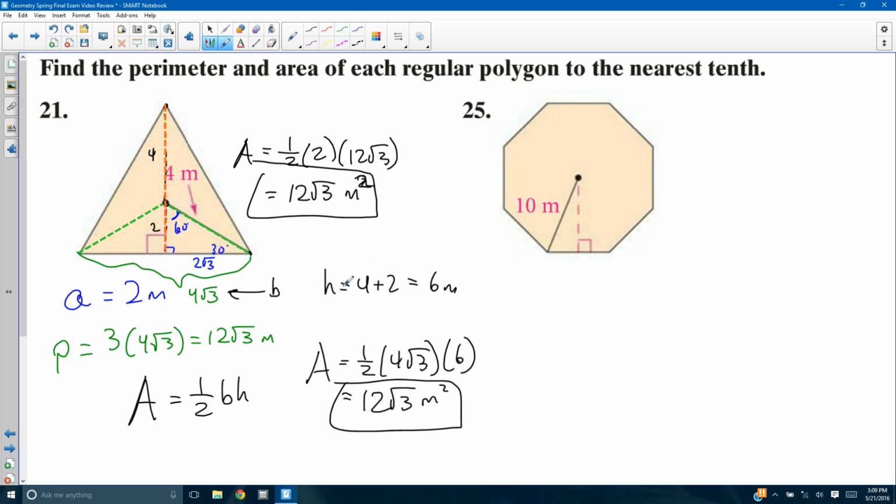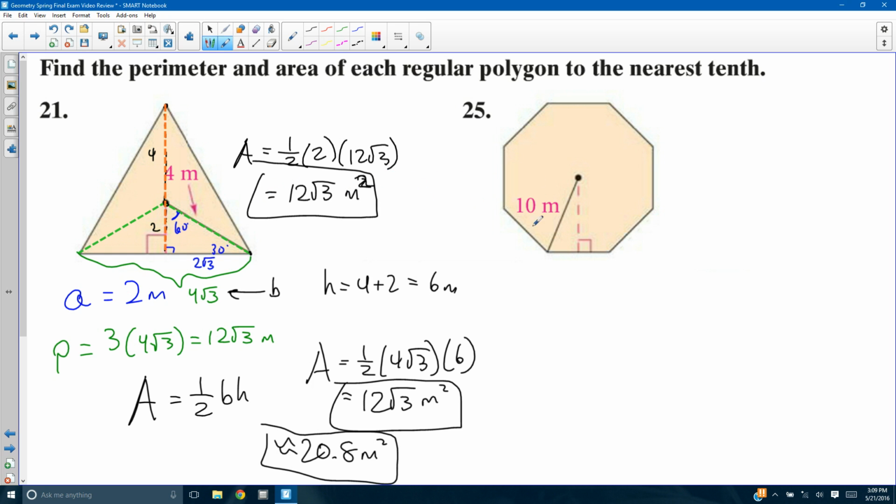Now they did ask us to round to the nearest tenth. I want to make sure I answer the question that is asked there. 12 times the square root of 3 is about 20.8 square meters. And there's the area of your triangle in 2 different ways. You can also take the area of this one triangle, as we've done before, and multiply it by 3.